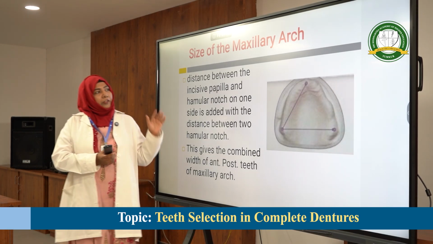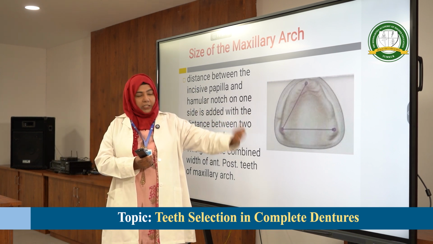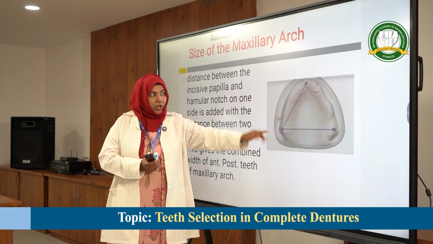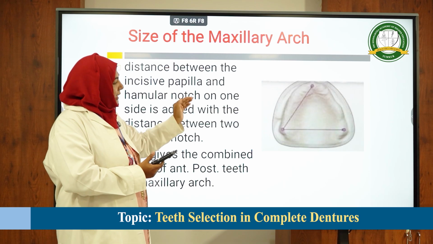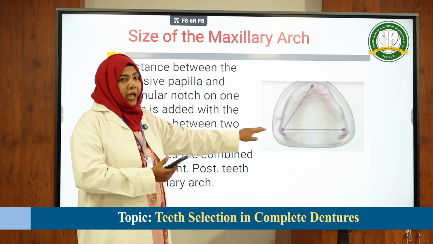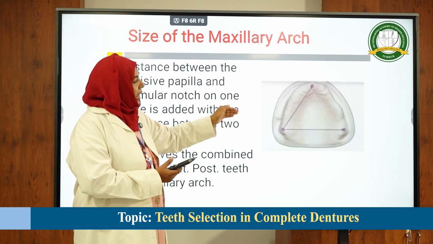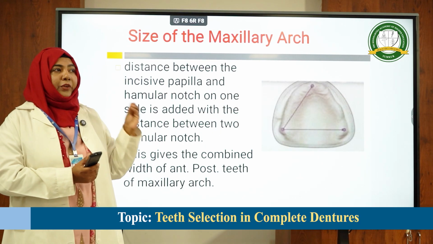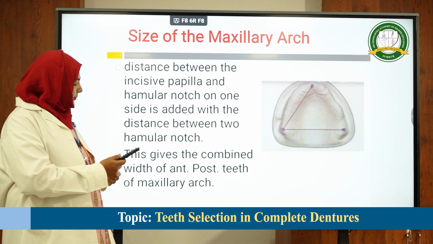What you have to do, you have to just locate the incisive papilla and the hamular notch on the cast, then measure the distance between the incisive papilla and the hamular notch on one side of the cast. Then you have to add that distance to the distance between the two hamular notches. So basically, this will give you an idea about the width of both the maxillary anterior teeth as well as the posterior teeth.